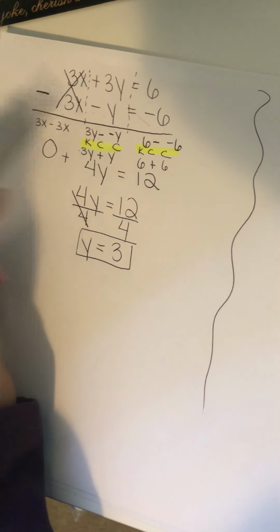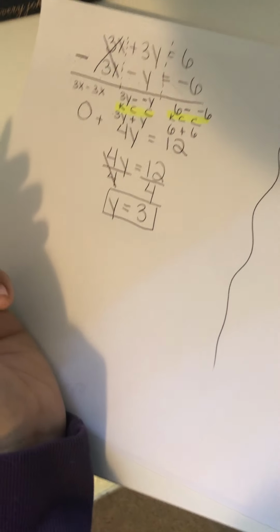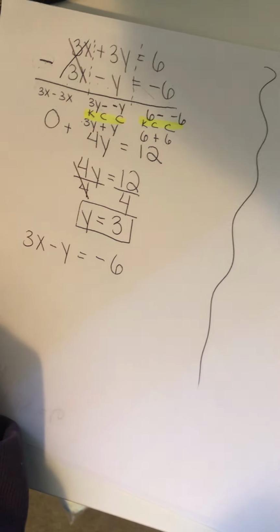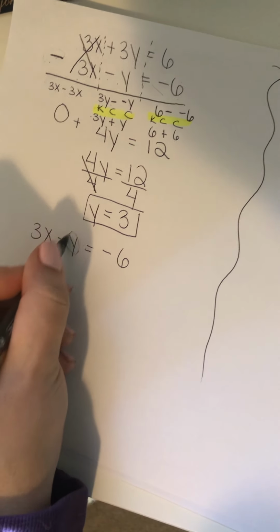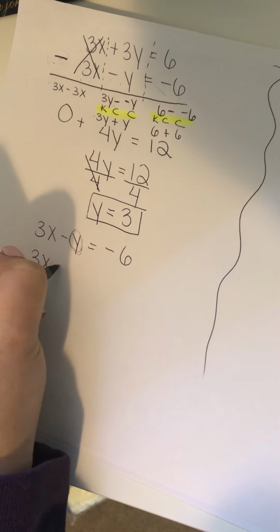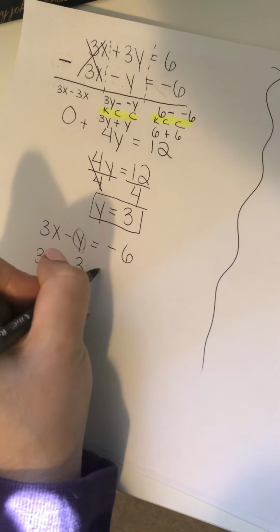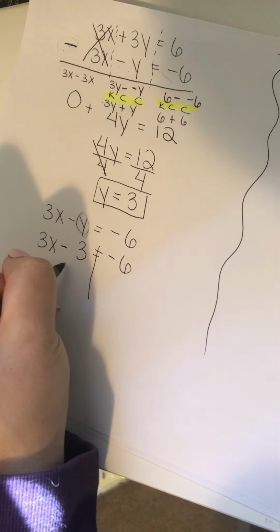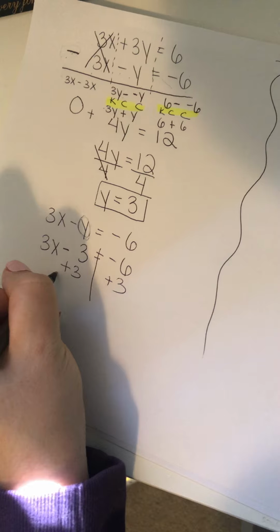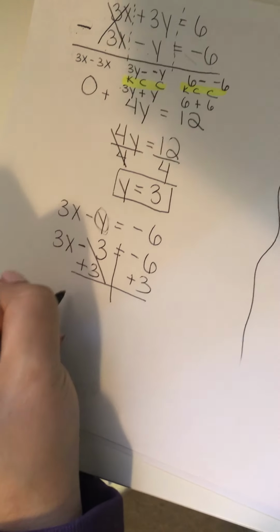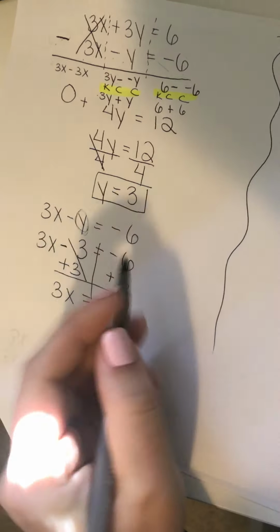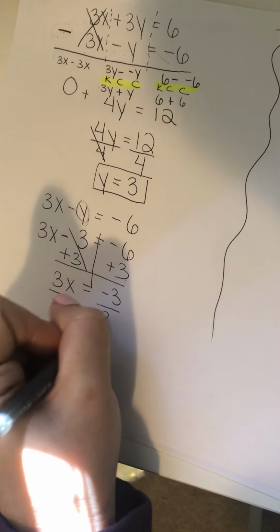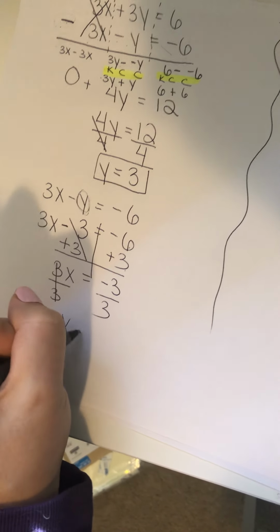I think I'm going to pick the second one to plug it in to solve for x. So my second equation was 3x minus y equals negative 6. I'm going to replace the y that's here with positive 3, so it's going to be 3x minus 3 equals negative 6. Okay, and now we would inverse to start getting our x alone. So I'm going to add 3, cancel. I'll be left with 3x equals negative 6 plus 3 is a negative 3. And then when we divide by 3, we will get x equals negative 1.